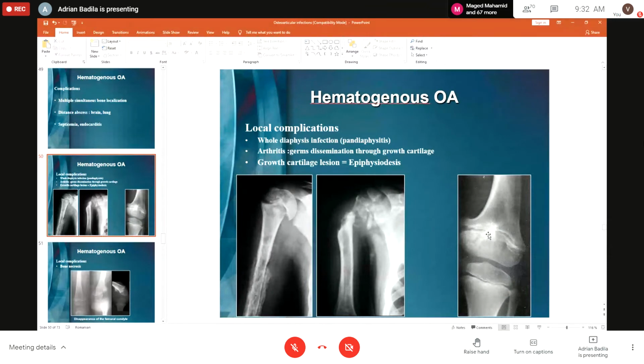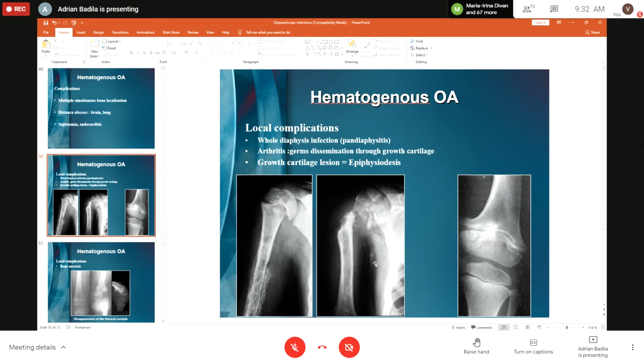a misalignment of this knee, because this affected growth plate will not grow, while the other one on this side will continue to grow, and that will lead to a misalignment in varus.